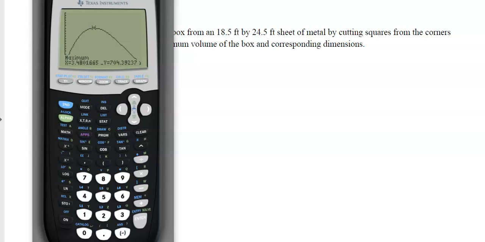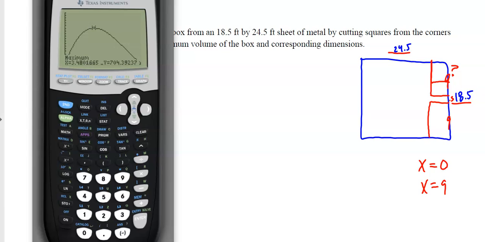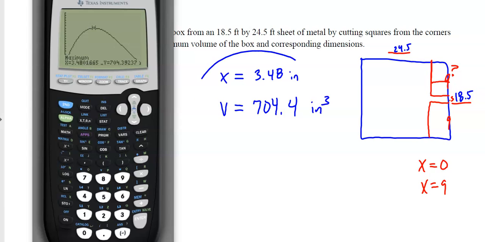So it looks like, if I really wanted to be perfect on this thing, x, the amount I cut, I need to cut 3.48 inches. And if I cut 3.48 inches, when I plug it into that volume formula, my volume, or my y value, is going to be 704.4 cubic inches. So that right there is going to hold the most stuff if I use that type of cut, given that certain dimension of sheet metal. All right, hopefully this helps you out, get you ready for the practice. See you.